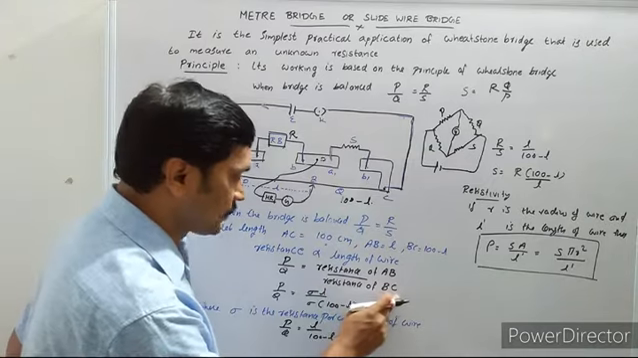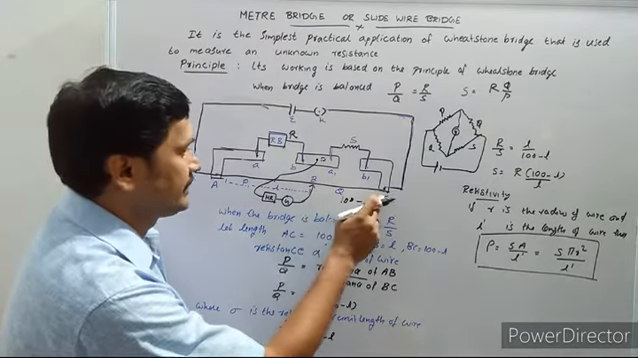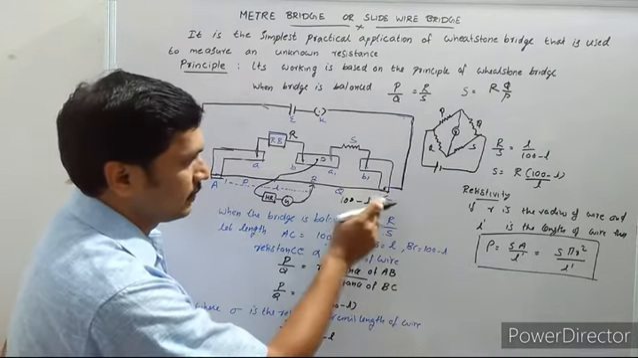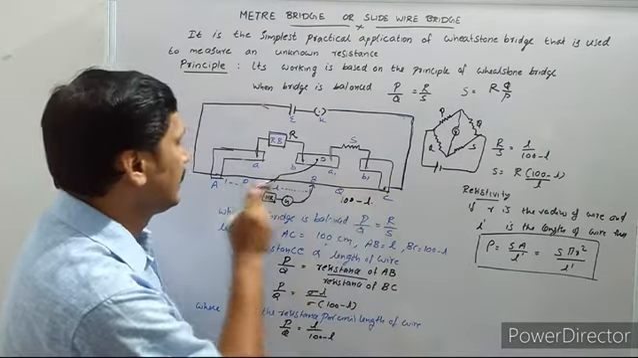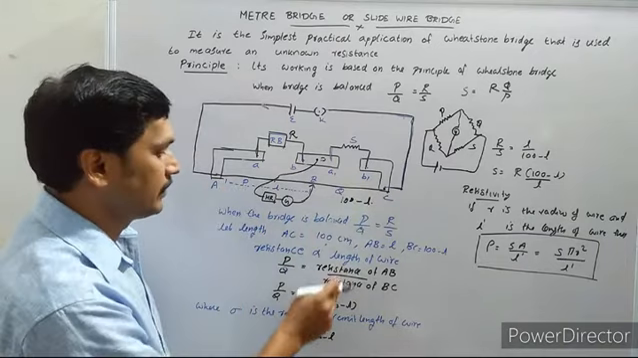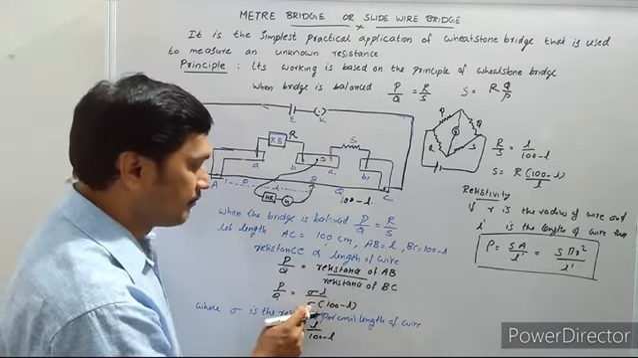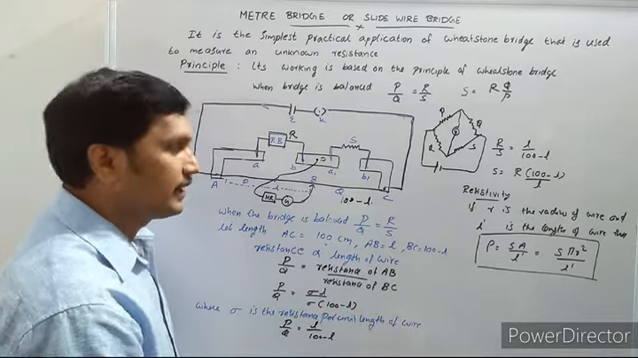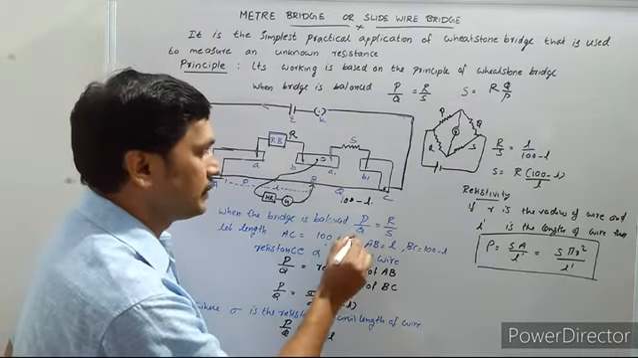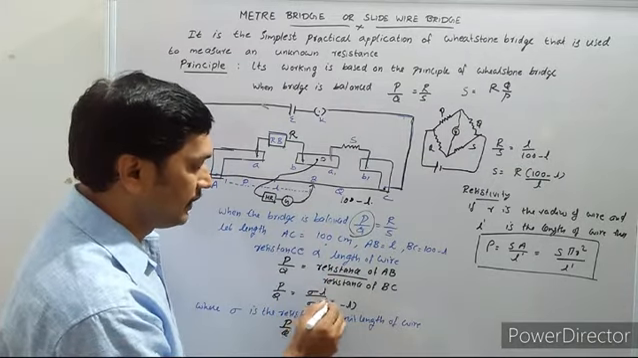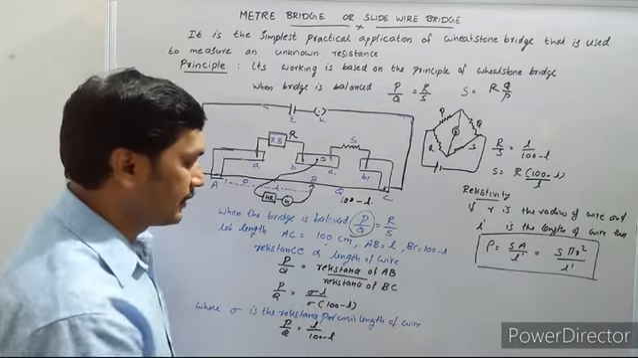And what about the resistance of BC? The resistance of BC is equal to sigma into 100 minus L, because the length of BC is 100 minus L and the length of AB is L. So we are getting P by Q is equal to sigma L divided by sigma into 100 minus L.